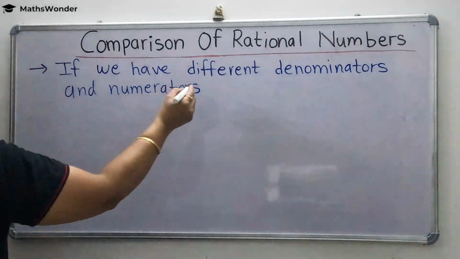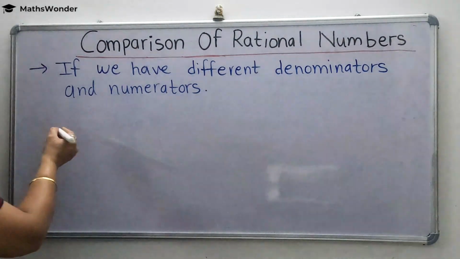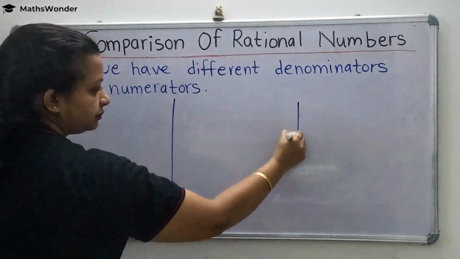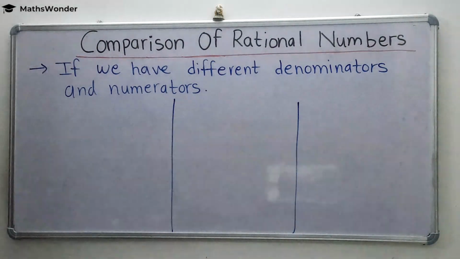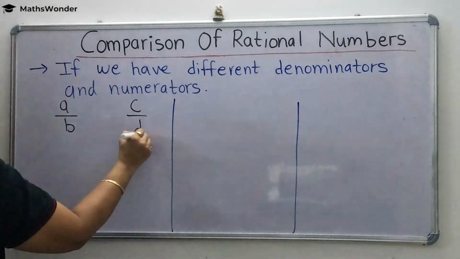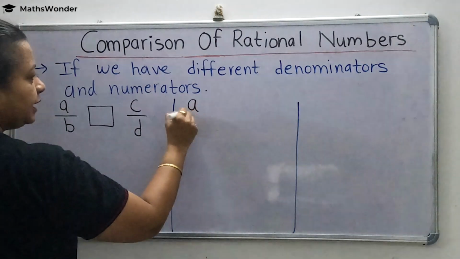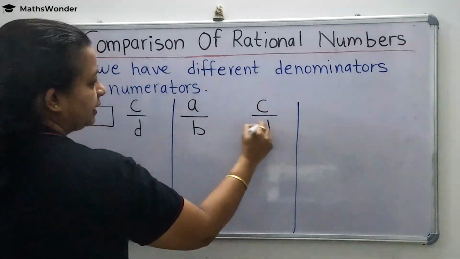Then the method is, we have three methods. Okay, now I am explaining one by one. So suppose A over B and C over D, two different rational numbers are given.